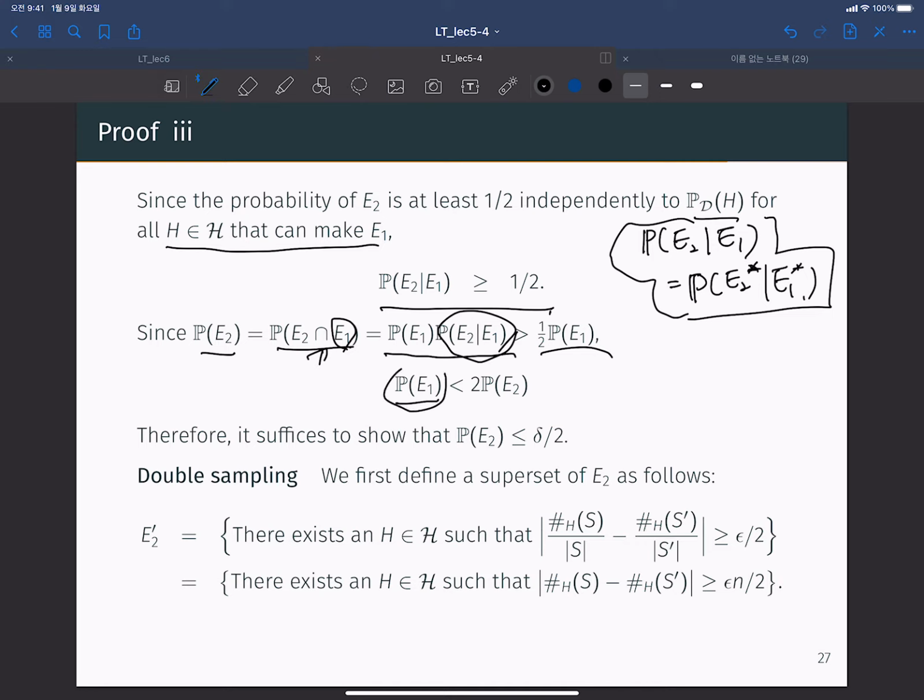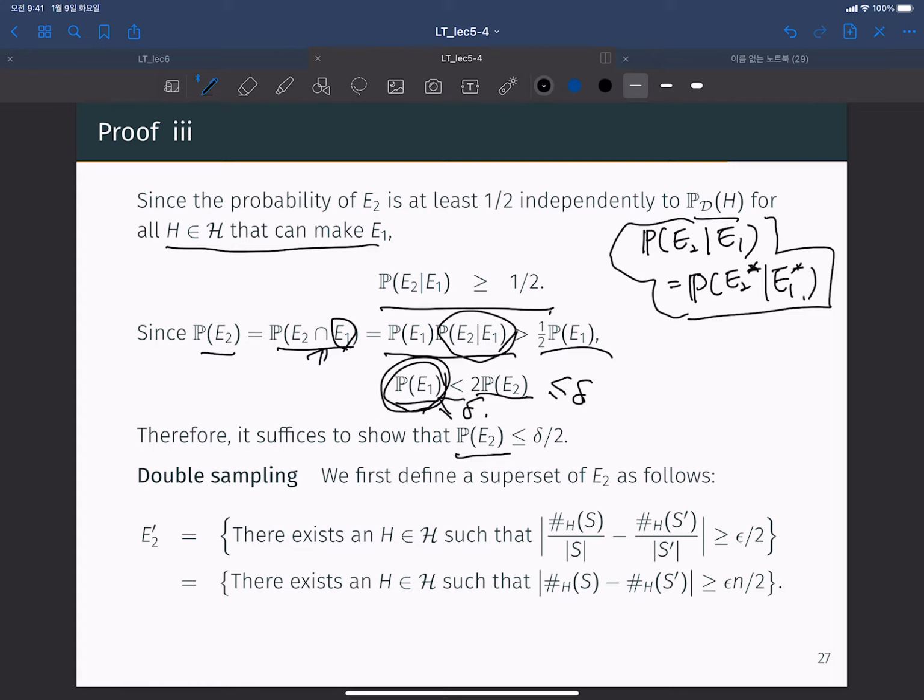And in this proof, we want to show that this probability is upper bounded by delta. So to bound this, it is sufficient to show that this is upper bounded by delta. So we just need to show that the probability of E2 is bounded by delta over 2. Okay, that is also fine.